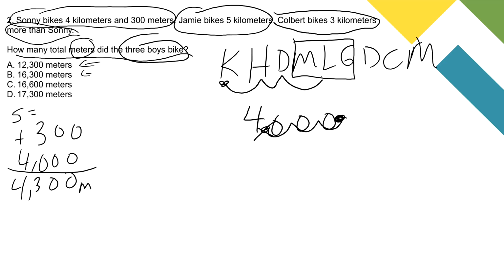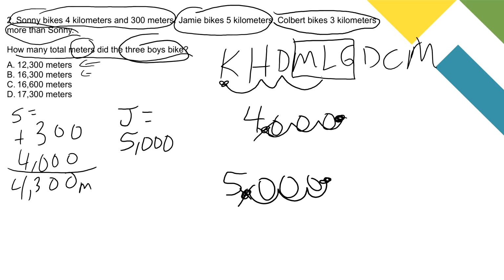Jamie bikes 5 kilometers. All right, so now my number is 5. I'm still using kilometer and meter, so I don't have to draw any more humps and letters. I can use what I got. So find my decimal point. 3, 1, 2, 3. My new decimal point is here. Cross out the old one. Drop the zeros in the empty spaces. All right, so Jamie has, and I'll put a J for Jamie, 5,000.